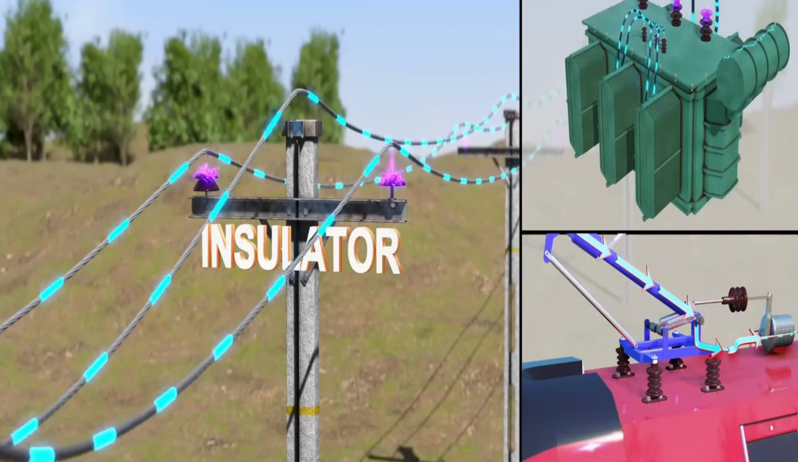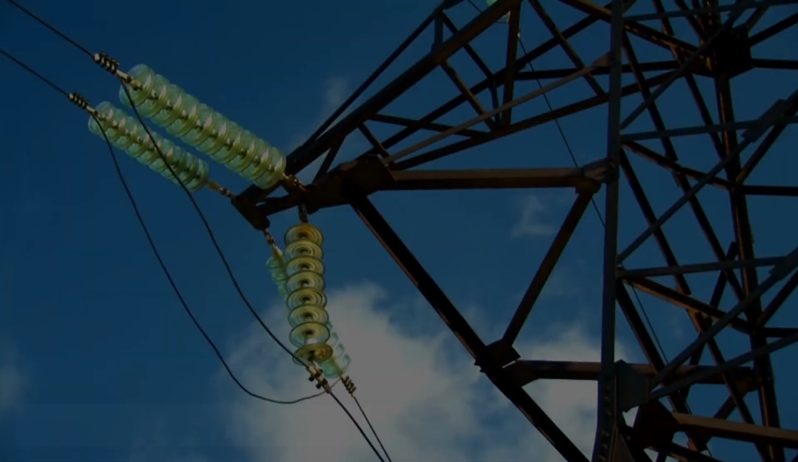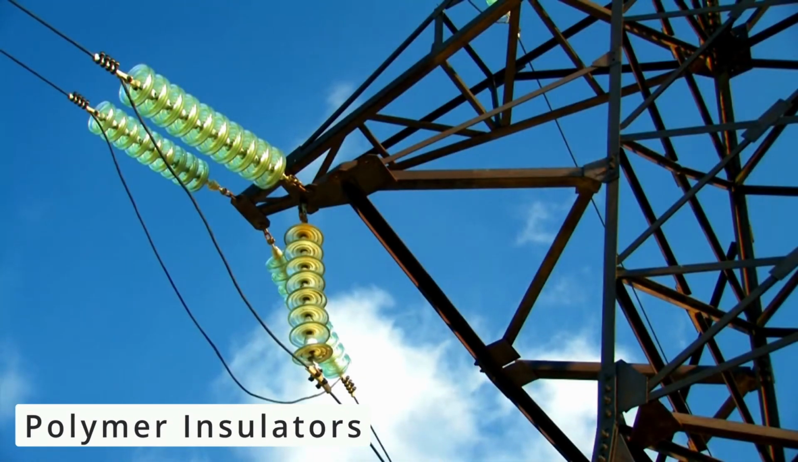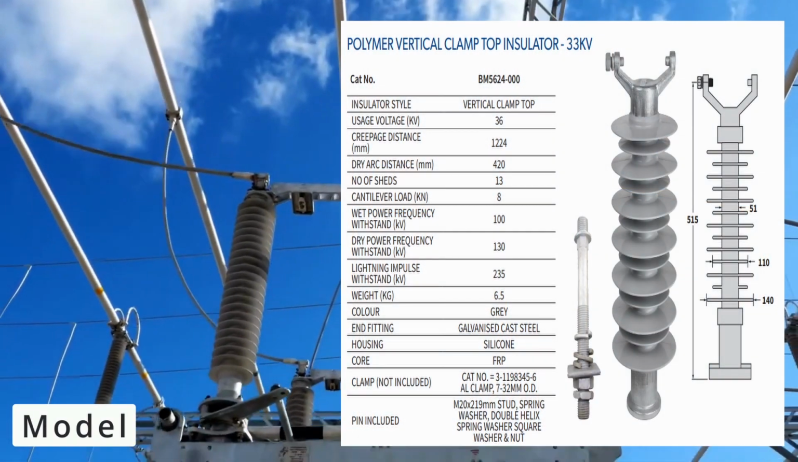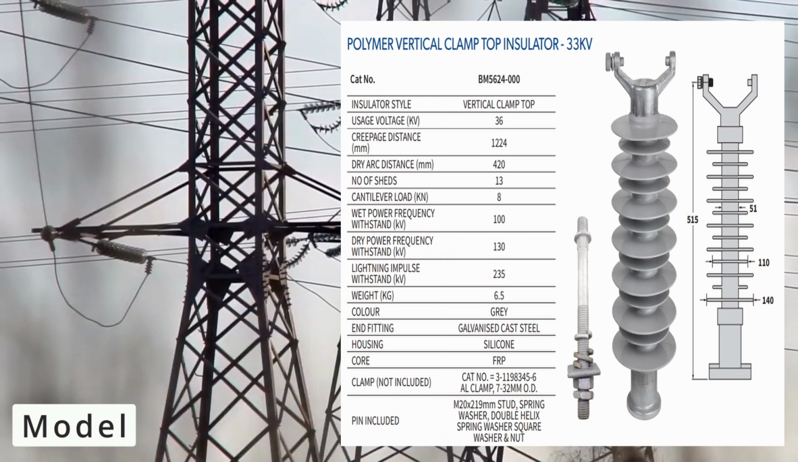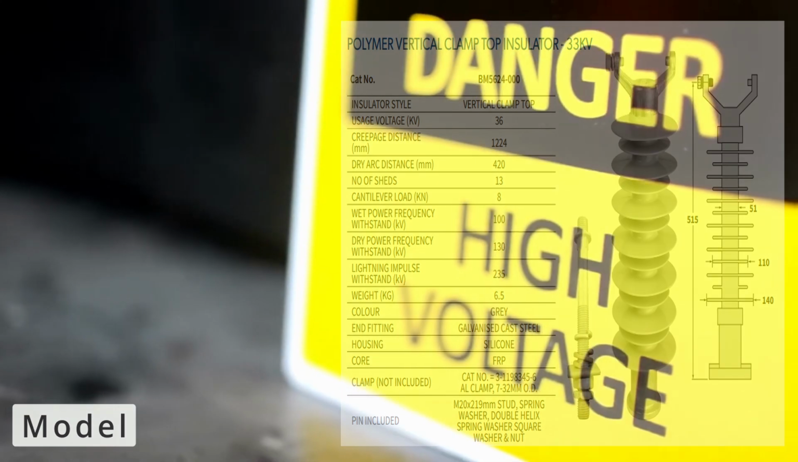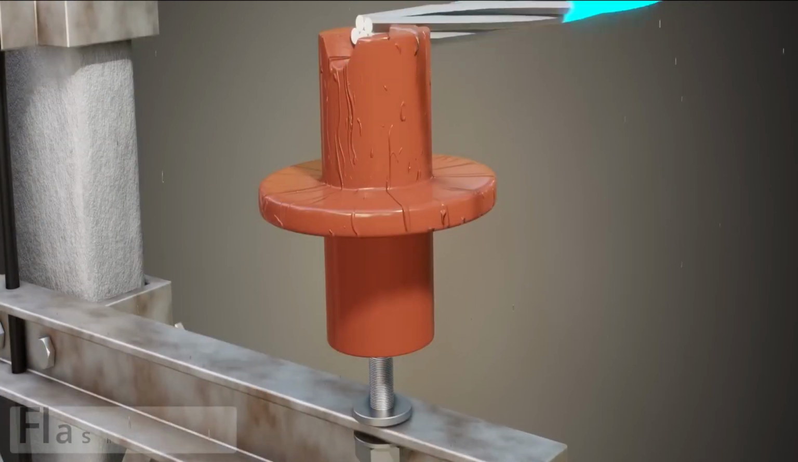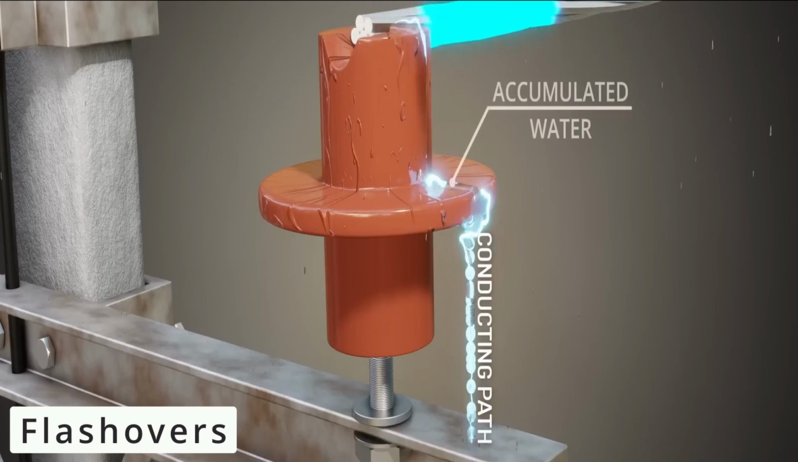Here's what would happen if the insulators are not present in electrical systems. Polymer insulators are gaining popularity at present due to their hydrophobic nature. We have selected a vertical clamp top insulator with a fiberglass core and silicon housing for the base model of our simulations. Flashover occurs when the arc comes from conductor to tower body, and this is done over the insulator.